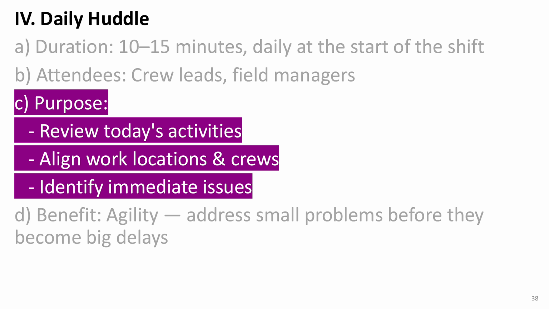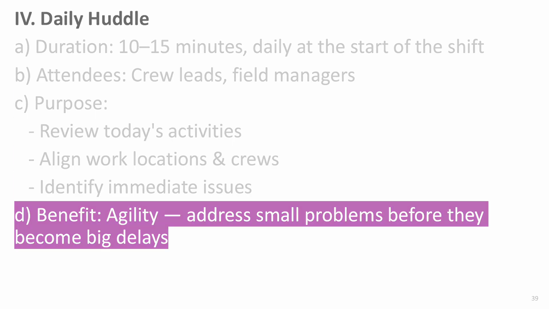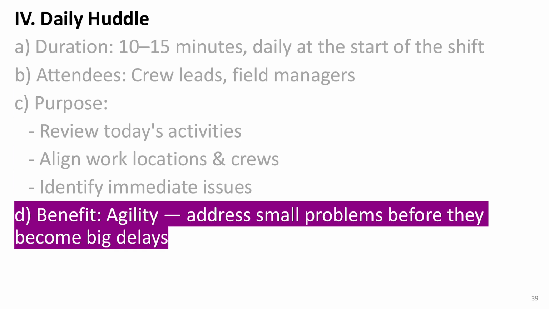The goal is simply to go over what's happening today. You need to make sure crews are in the right locations and not stacked on top of each other. You talk through any immediate issues, whether that's missing materials, access problems, or anything else that could slow things down. The real benefit of this is agility. By catching small problems early, you can deal with them before they turn into major delays. It keeps the job site running smoother and helps avoid surprises later in the day.